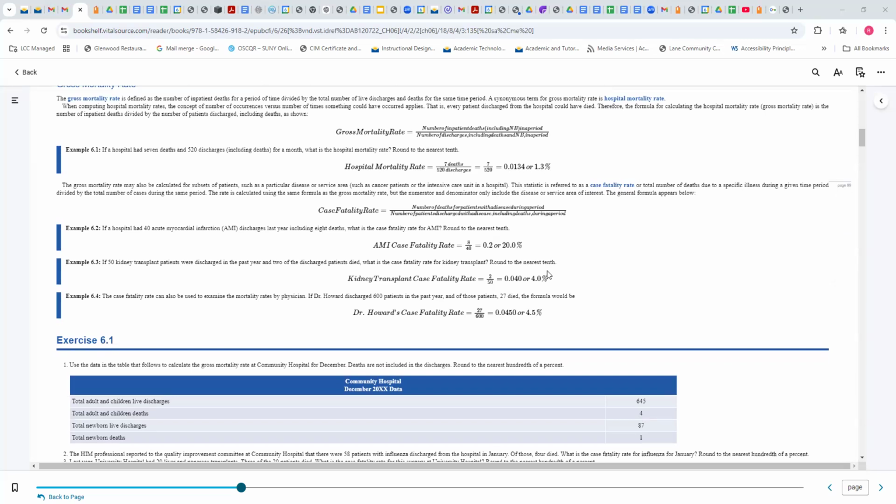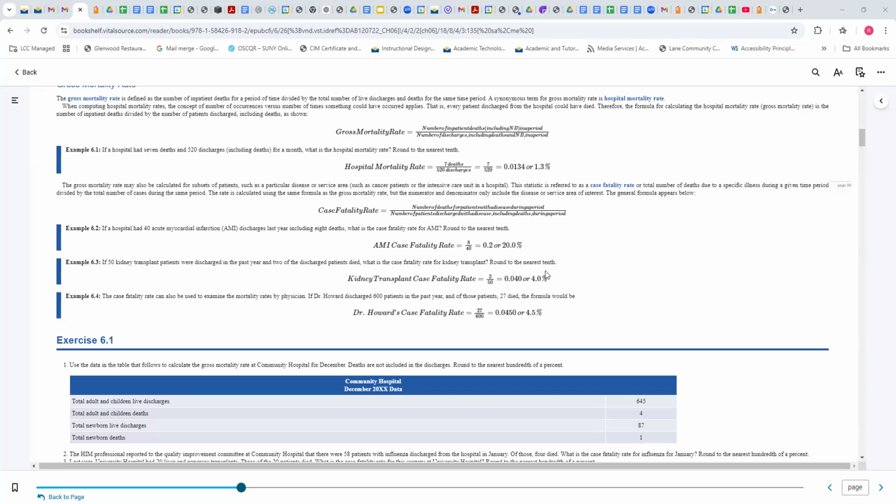Sometimes we want to look at certain types of deaths, say COVID deaths. So in this formula, we would take the number of COVID deaths for patients in a time period and divide it by the number of patients discharged with COVID, including deaths, in the denominator in the same time period. So again, the number of COVID deaths for patients, and it could be COVID, could be cancer, whatever the type of death you're looking at, and then the denominator would be the number of discharges associated with that.